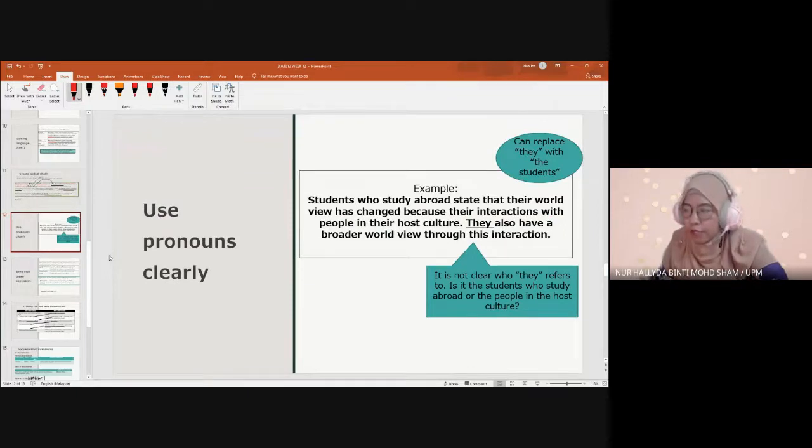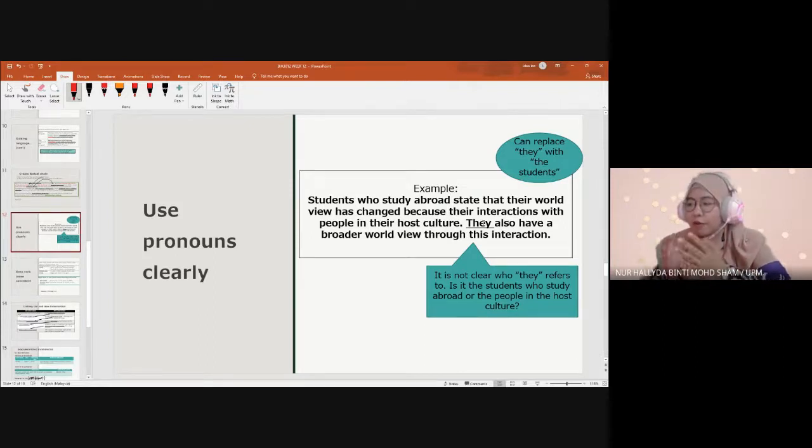Okay, next one is to use pronouns clearly. This always happen to students. Sometimes I don't know who you are referring to. Okay, for example, the students who study abroad state that their worldview has changed because their interactions with people in their host country. They also have a broader worldview through this interaction. So when you have the word they, it's not clear who they refers to. Is it the student who study abroad or the people in the host culture? Because you said their interaction with people in their host culture.